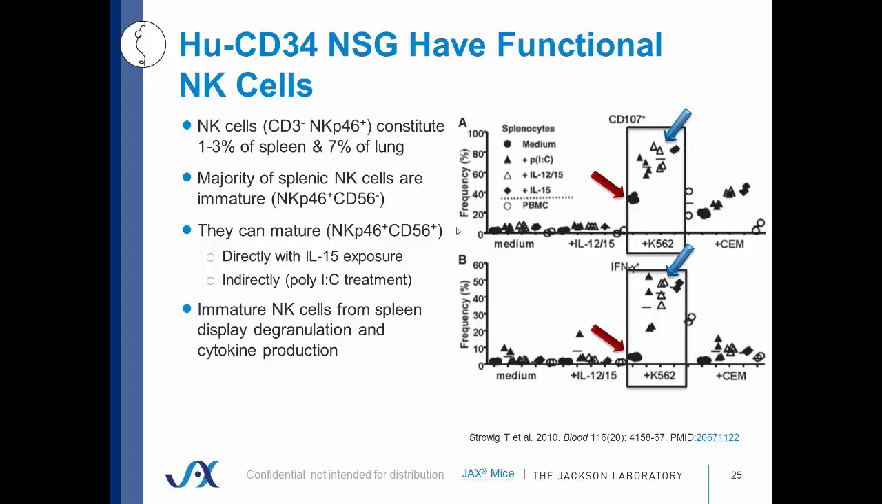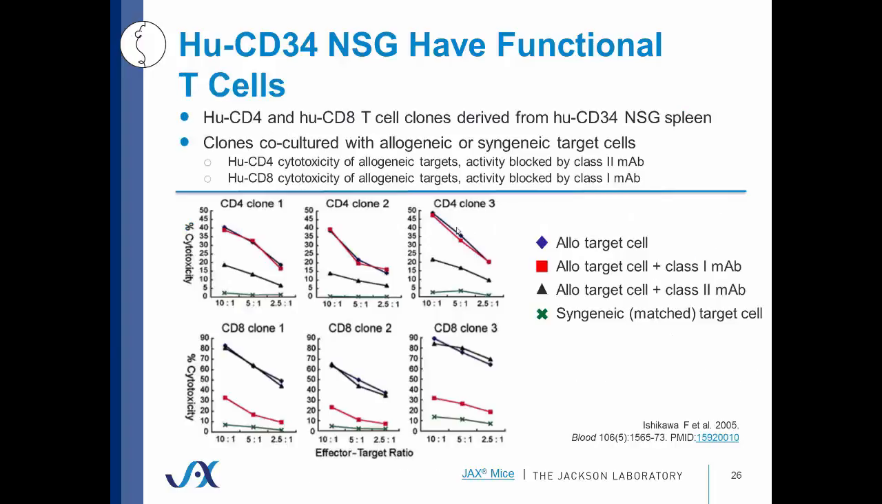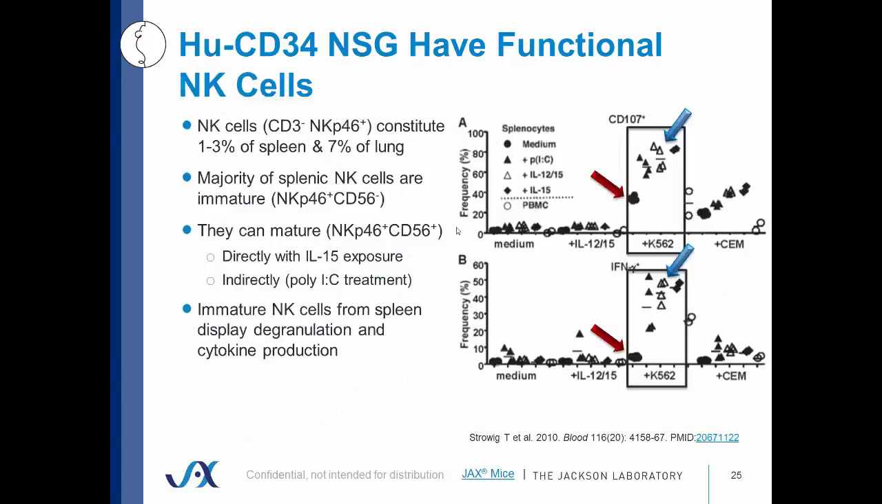Now, if you look at other markers, you could find that the majority of these splenic NK cells were immature. In other words, their cell surface markers were positive for the NK cell marker NKp46, but they were negative for the marker CD56. However, if you took these cells and directly exposed them to interleukin 15, or indirectly with poly-IC, you could actually upregulate these cells to a more mature functional population that were double positive. So they were NKp46 positive, CD56 positive.